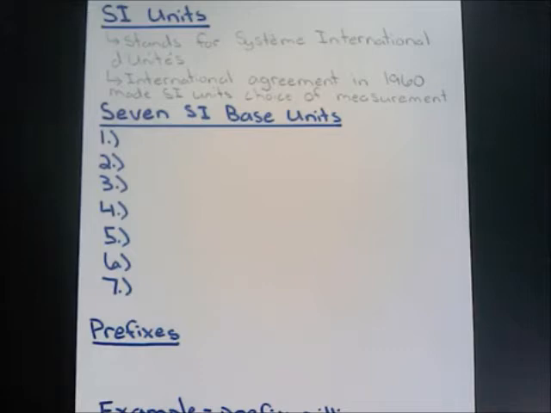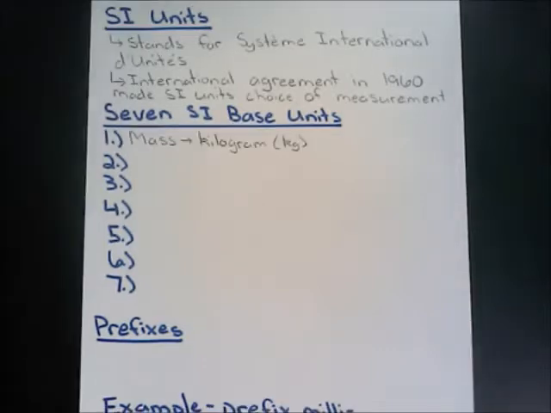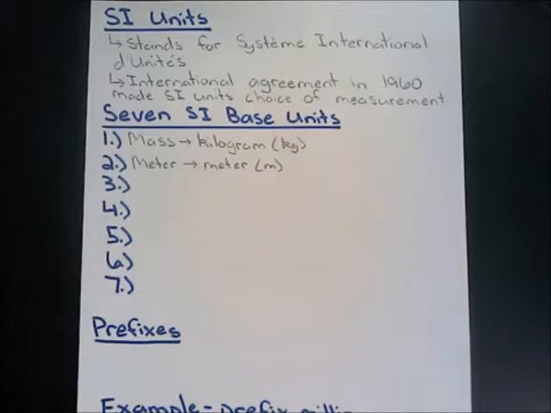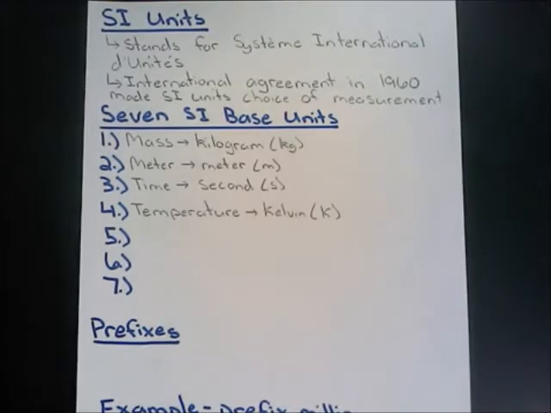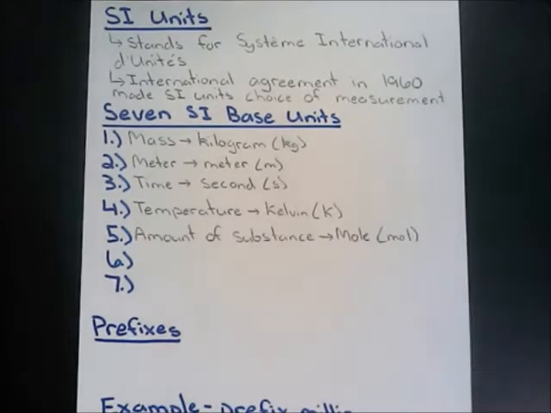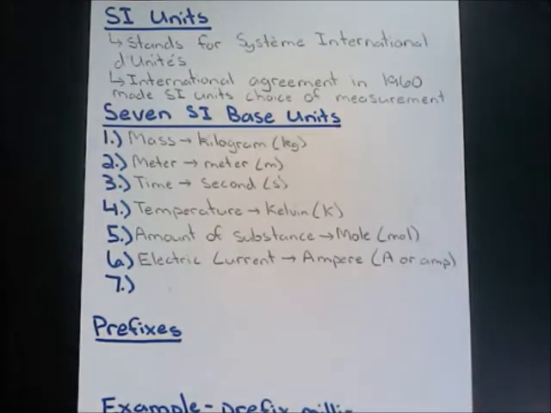So for mass, the SI unit is the kilogram. And I am going to put the abbreviation for that unit in parentheses. The SI unit for length is the meter. For time, the SI unit is the second. And temperature, the SI unit is Kelvin. And the amount of substance present, the SI unit is the mole. And the last two we won't use as often, but for the electric current, the SI unit is the ampere. And for luminosity intensity, the SI unit is the candela.